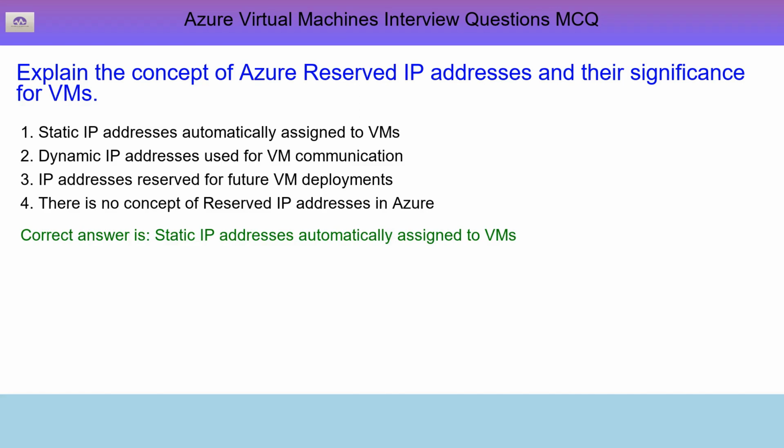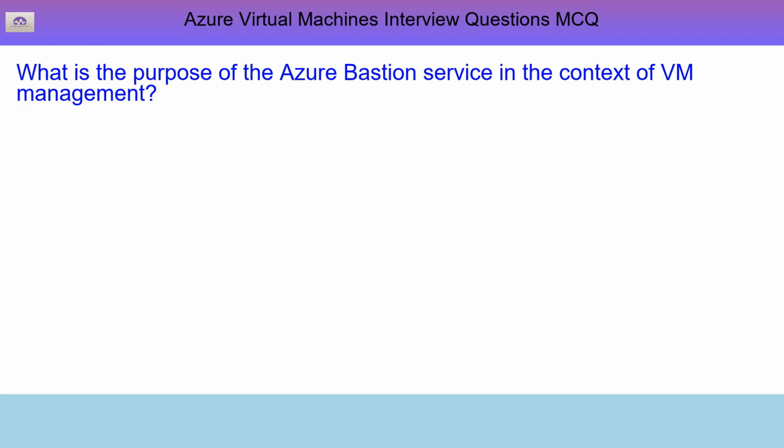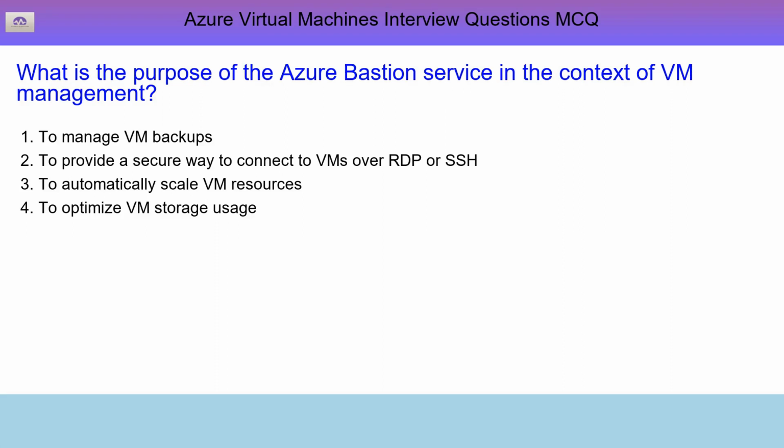The correct answer is static IP addresses automatically assigned to VMs. What is the purpose of the Azure Bastion service in the context of VM management? Here are your options. 1. To manage VM backups. 2. To provide a secure way to connect to VMs over RDP or SSH.